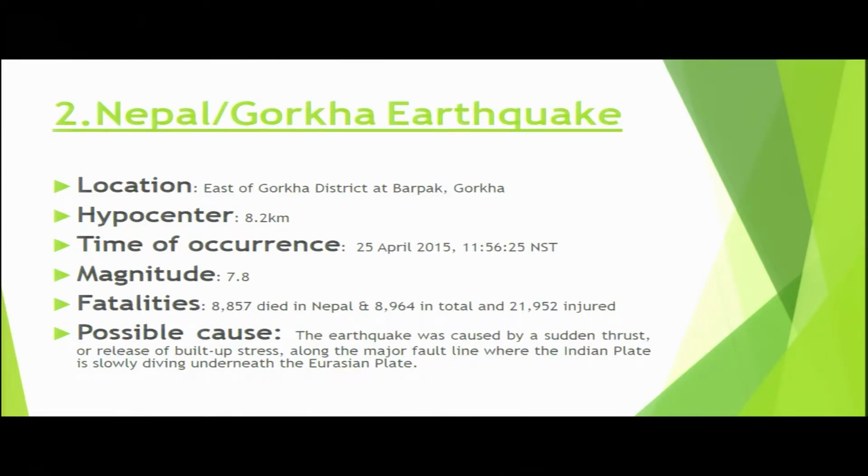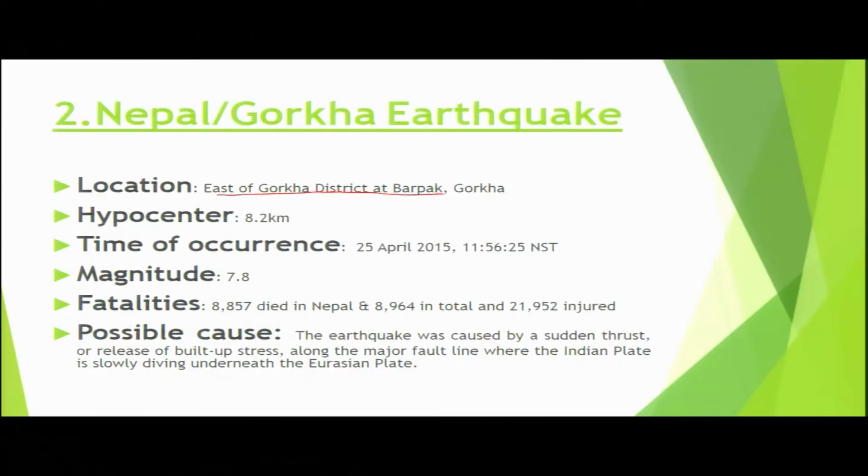This was a mega earthquake in the Himalayan region, and the magnitude of this earthquake was around 7.8, and this earthquake was also felt in the Indo-Gangetic plain. The location of this earthquake was east of Gorkha district at Barpak, Gorkha, in Nepal. The hypocenter, the depth at which the earthquake generated, is around 8.2 km. Time of occurrence was 25th April 2015, at 11:56 NST, Nepal Standard Time.